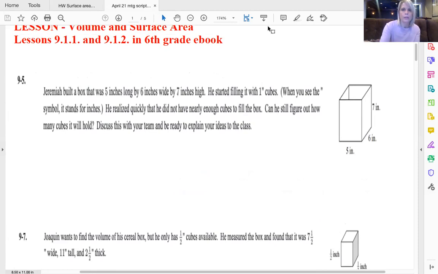But this one here, let's look at this and see if you guys could help out. This is an easy problem. This is definitely a lower level volume problem. What it says here is that Jeremiah built a box that was 5 inches long by 6 inches wide by 7 inches high. He started filling it with 1-inch cubes. So when you see that symbol, that stands for inches. He quickly realized that he did not have nearly enough cubes to fill the box. Can he still figure out how many cubes it would hold?